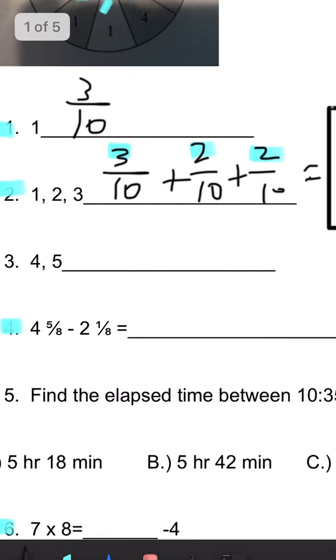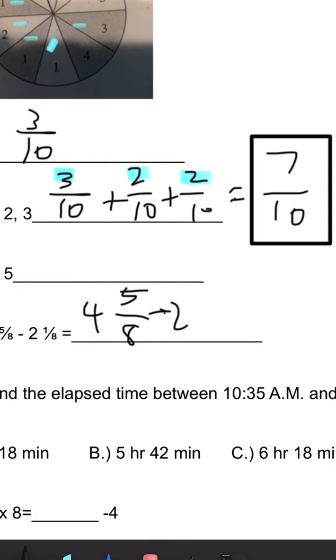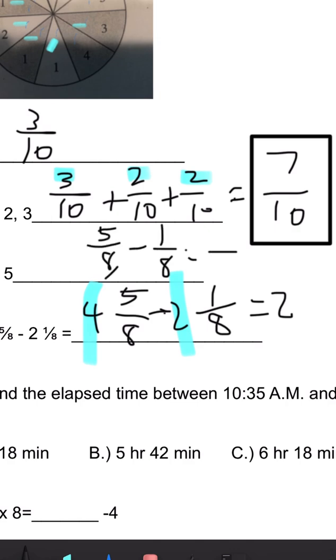Number 4, we're just subtracting fractions. So we'll be doing 4 and 5/8 minus 2 and 1/8. First, we're going to subtract the whole numbers. So we're going to be doing 4 minus 2, which is 2. And then we'll subtract the fractions. So let's look up here, and we have 5 over 8 minus 1 over 8. Again, bring the 8 over since it's a common denominator and do 5 minus 1, which is 4.